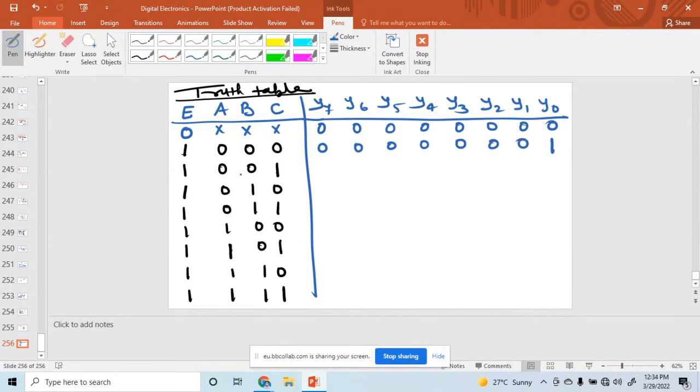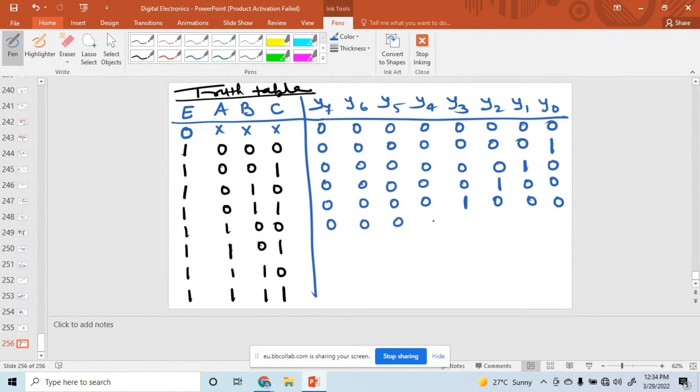Similarly, when 001, that means only Y1 is 1, other one is 0. Similarly, put the 010, only Y2 is 1, other one is 0. Similarly, 011, so only Y3 is 1, other one is 0. 100, so only Y4 is 1, other one is 0.